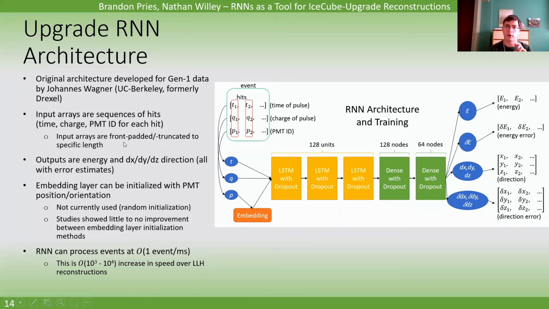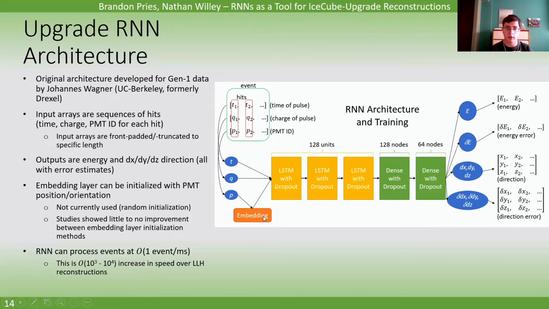One other minor note here is that the input arrays have to be padded or truncated to some specific length based on the processing that we're using. In this case, they're both front padded and front truncated. It'll go through this network architecture, and the outputs that we get are energy and the dx, dy, dz vector components of the direction, and then all of those with error estimates as well.